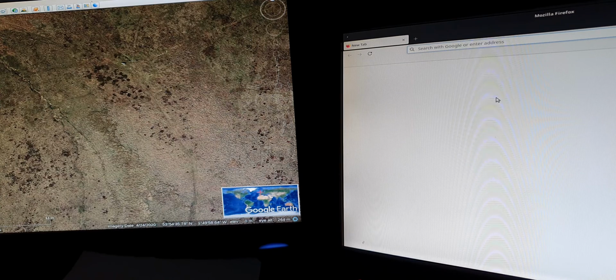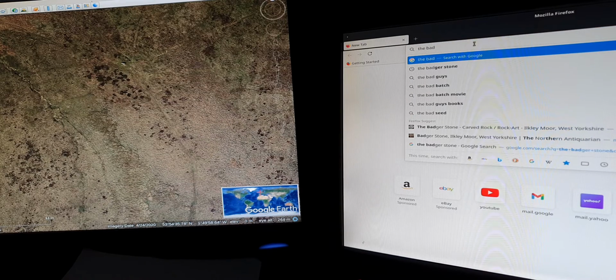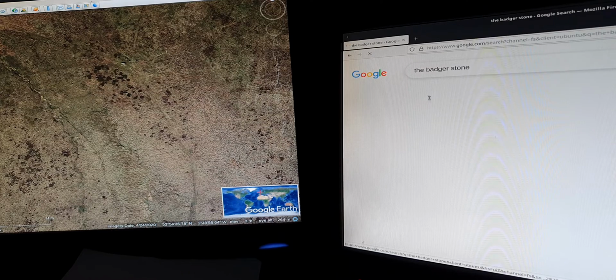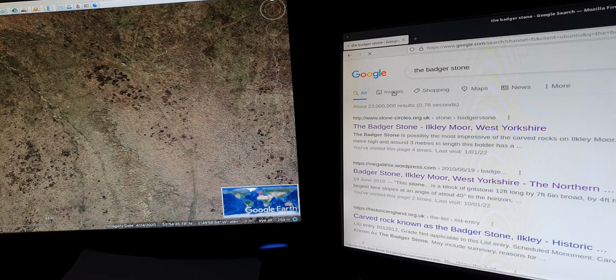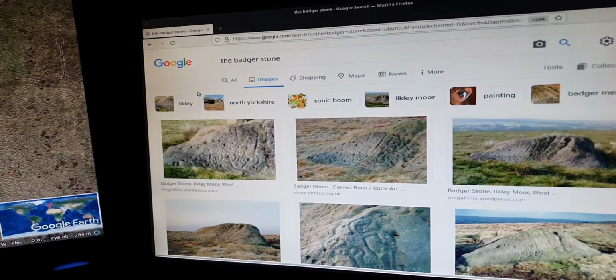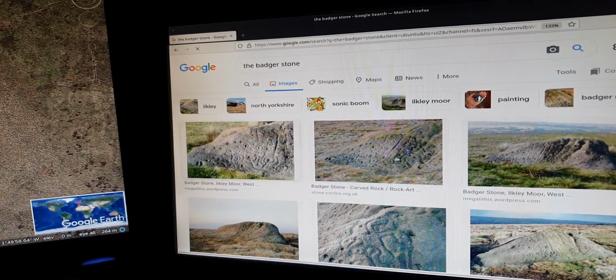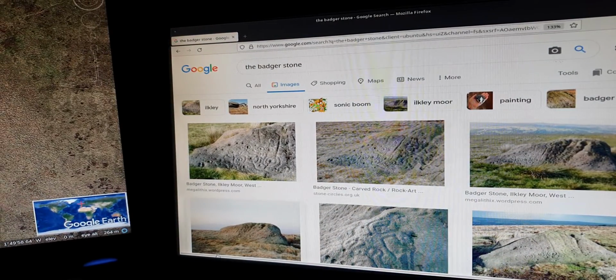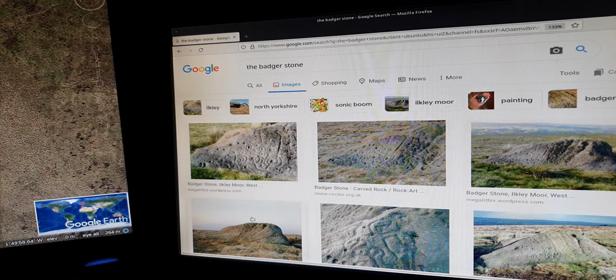Okay, so let's have a look here. Type in the Badger Stone. There we go. I'll use that. And images. Well, there's an image there, but have a look. We'll see what we've got here. Moving right along. Okay, now this and this and this is all the Badger Stone.